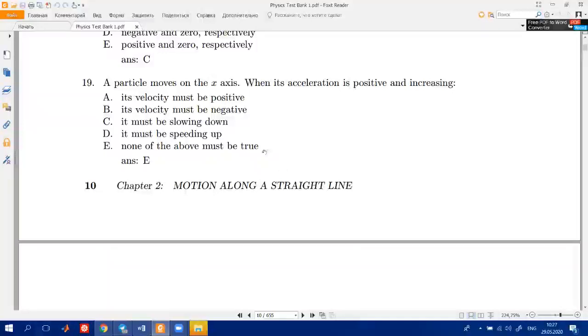Okay. Number 19. We have 3 minutes left, so this will be our last test for today. A particle moves on the x-axis when its acceleration is positive and increasing.